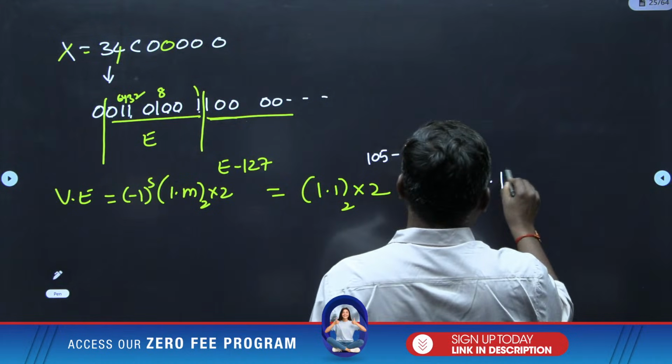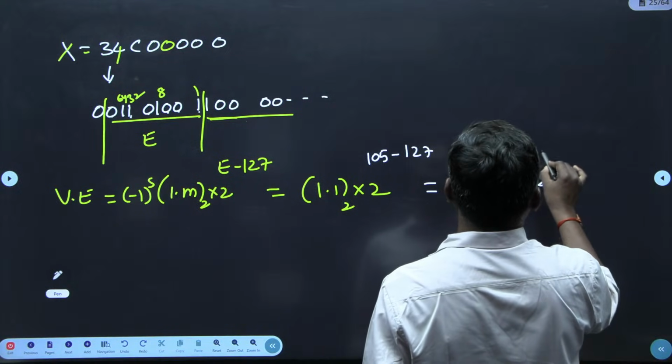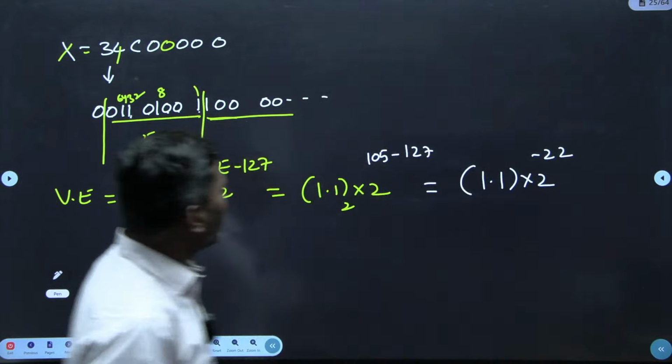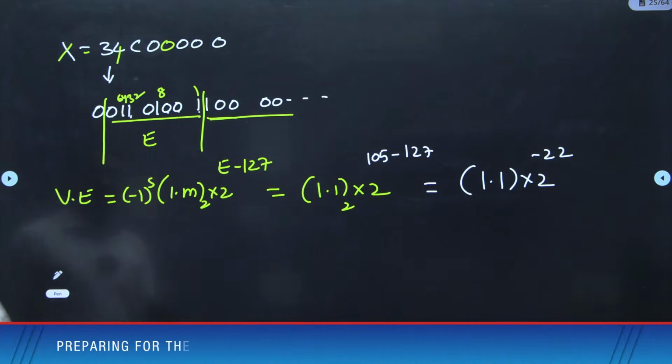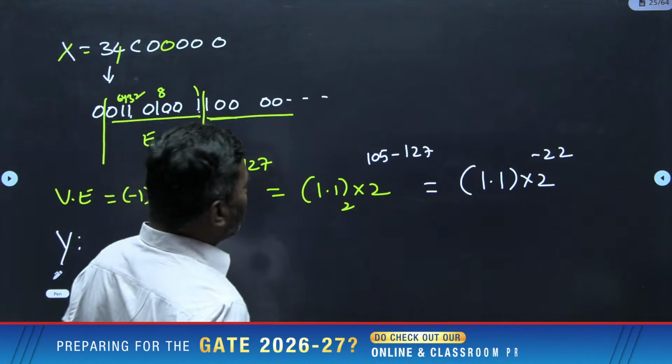So 1.1 times 2 to the power of this value; how much is it? Minus 22 will come. Minus 22, this is the x value. Similarly, we'll do the same for y. So keep this one as it is.